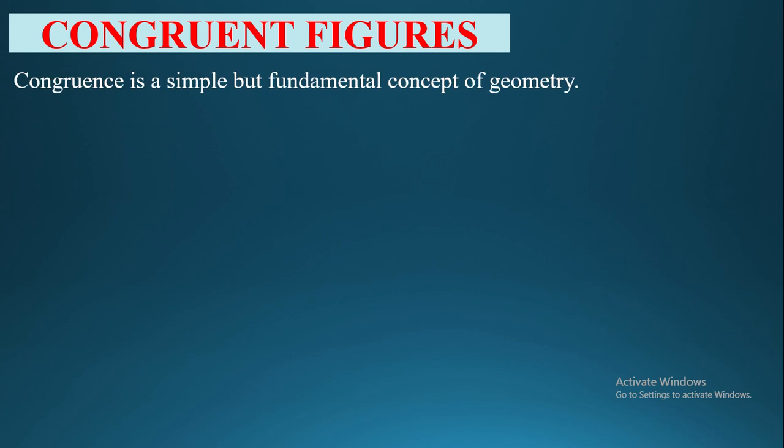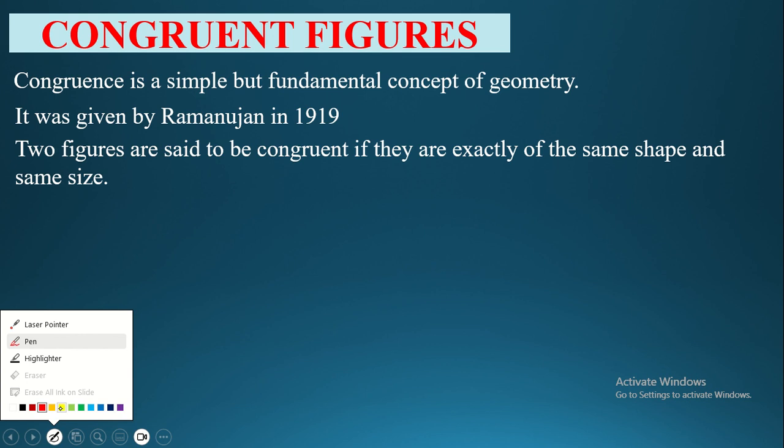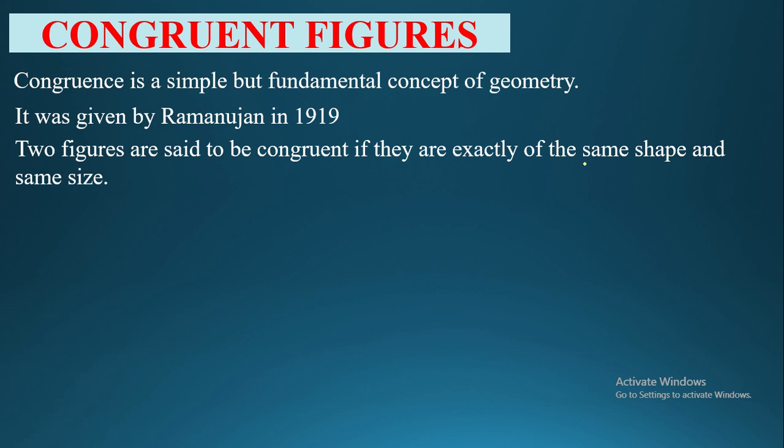So, congruence is a simple but fundamental concept of geometry. It was given by Ramanujan in 1919, and it says that two figures are said to be congruent if they are exactly of the same shape and same size. So there are two things to remember in congruent figures: two figures are said to be congruent if they have the same shape and the same size.